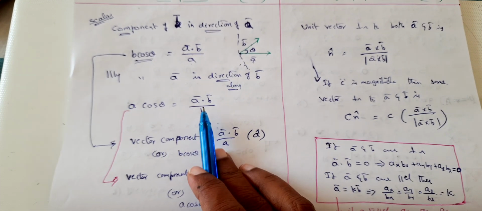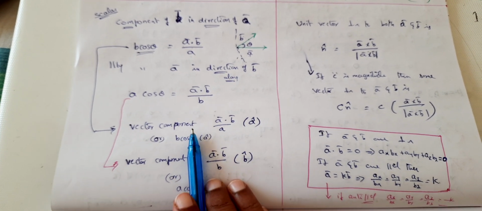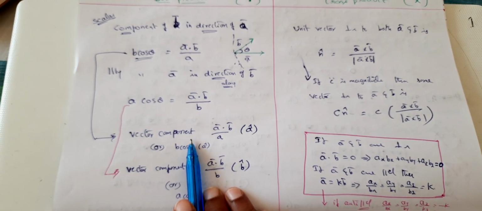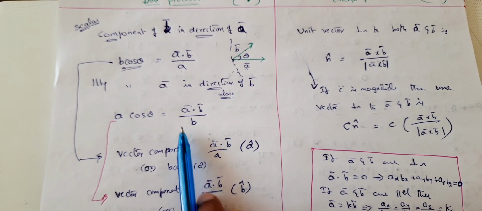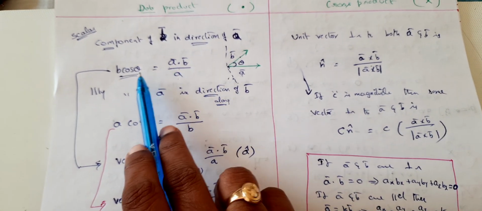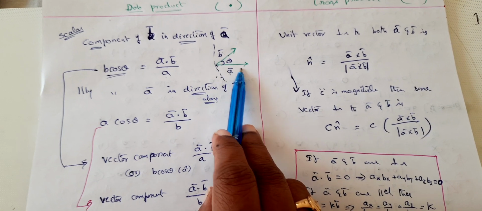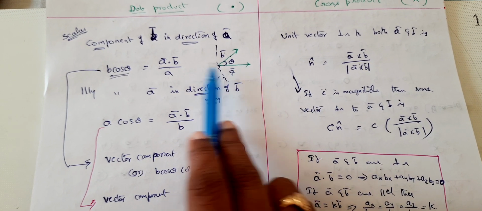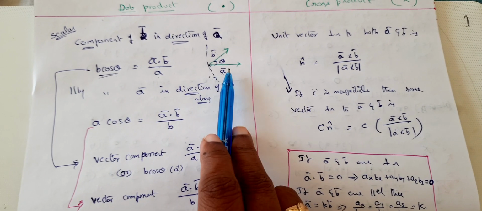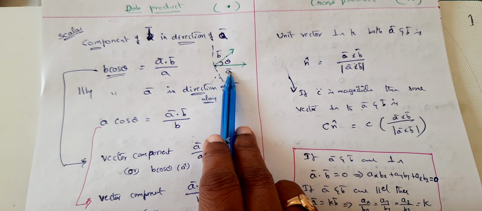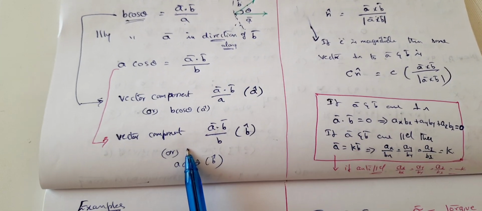If we want the vector component, we need to impart direction to the scalars, right? That you know very well. We have a scalar here. In which direction? In the direction of a bar. How are we going to impart the direction to this one? Just multiply with the unit vector along a bar. That is what we are writing here.